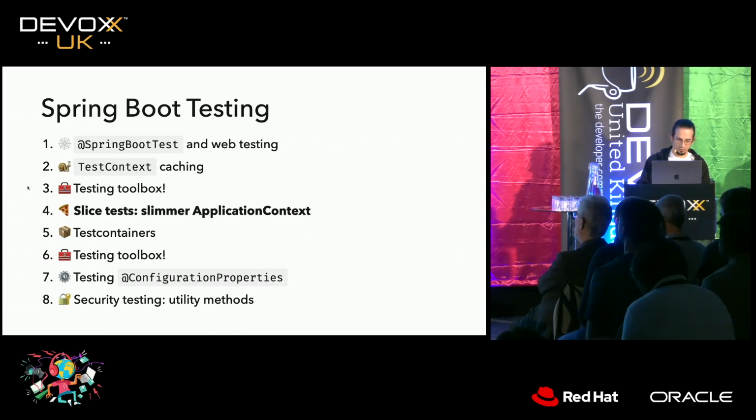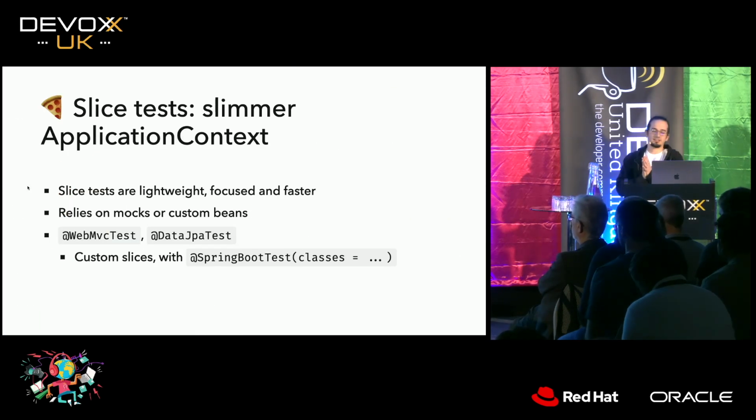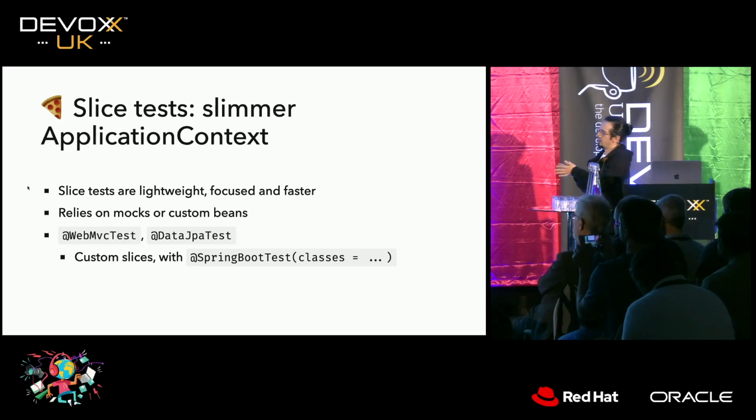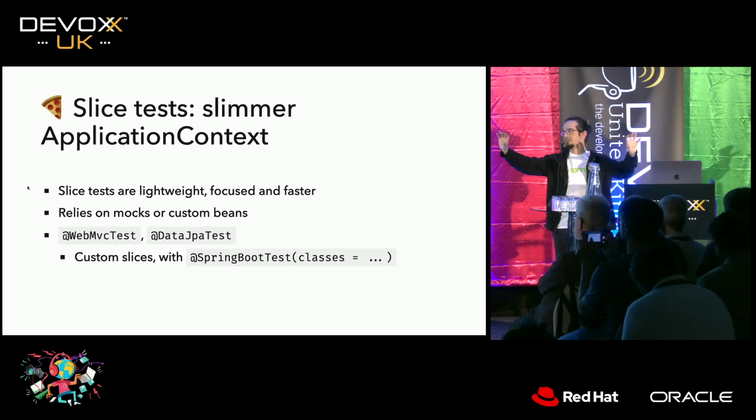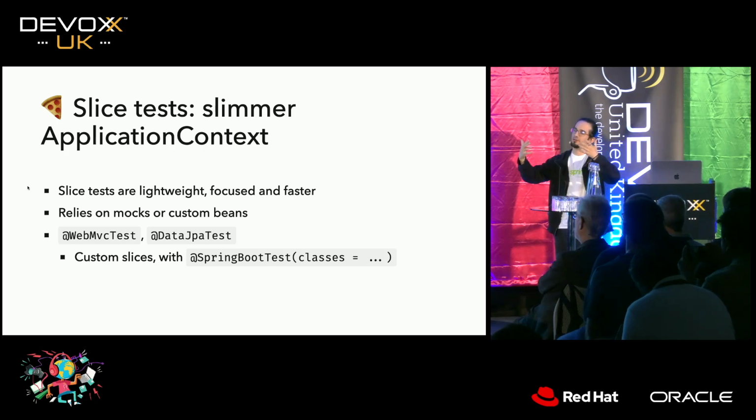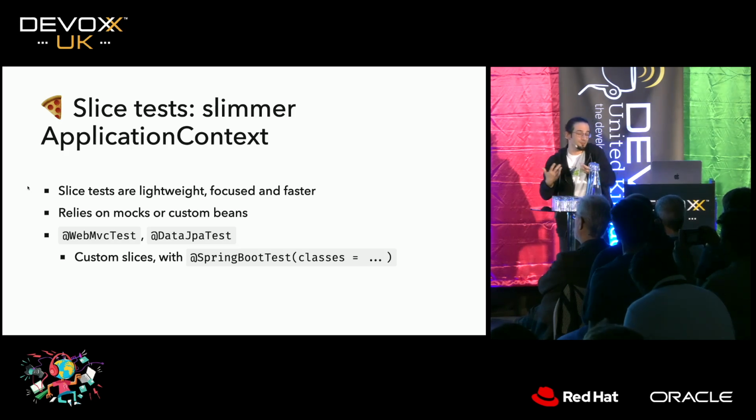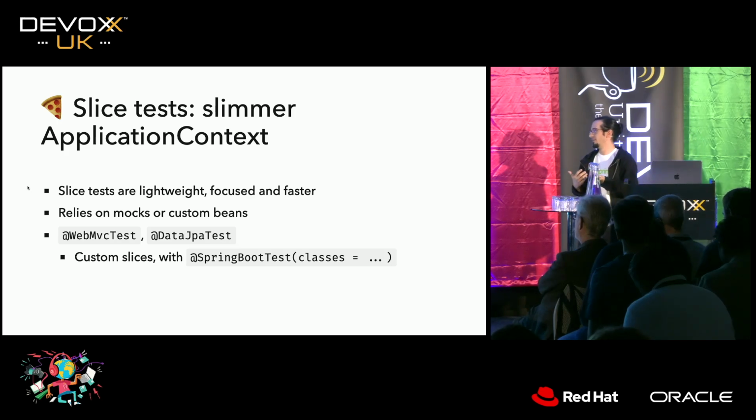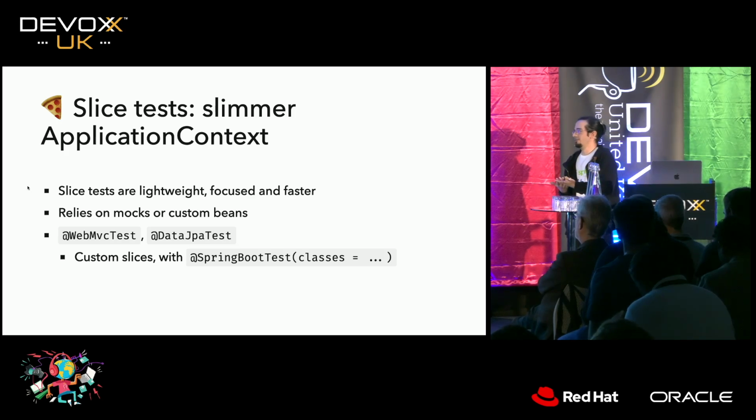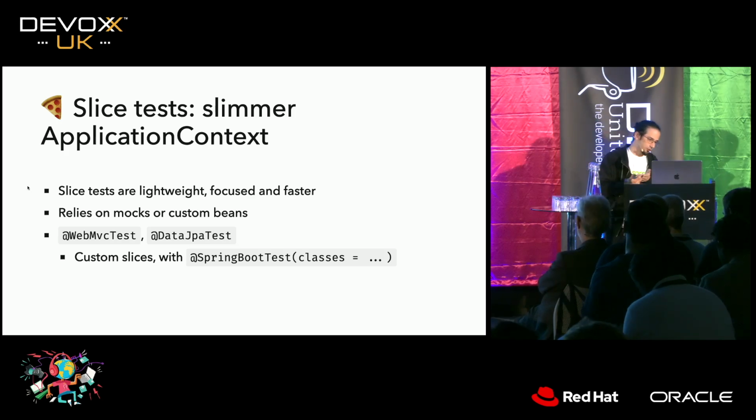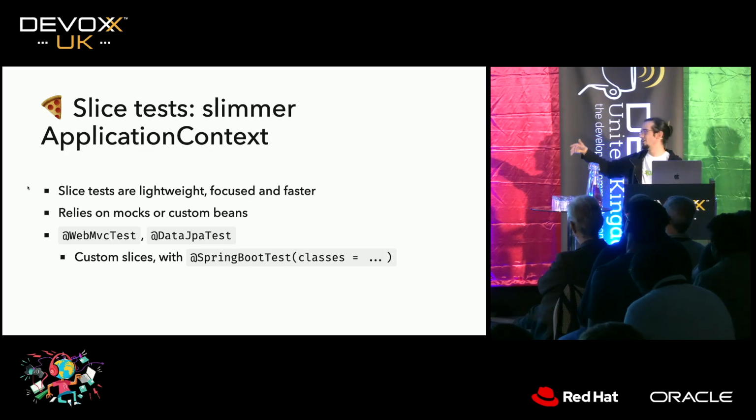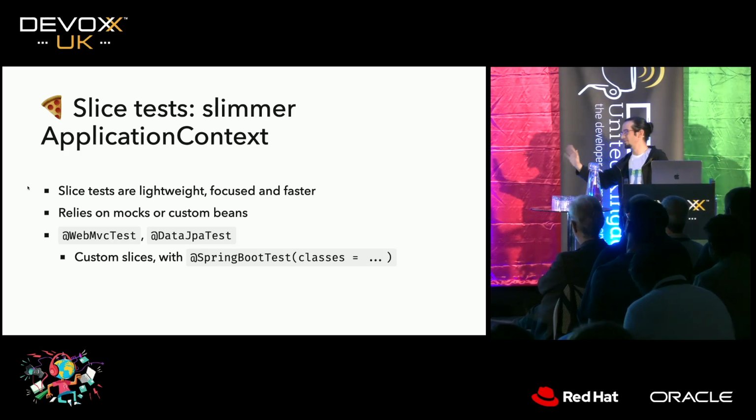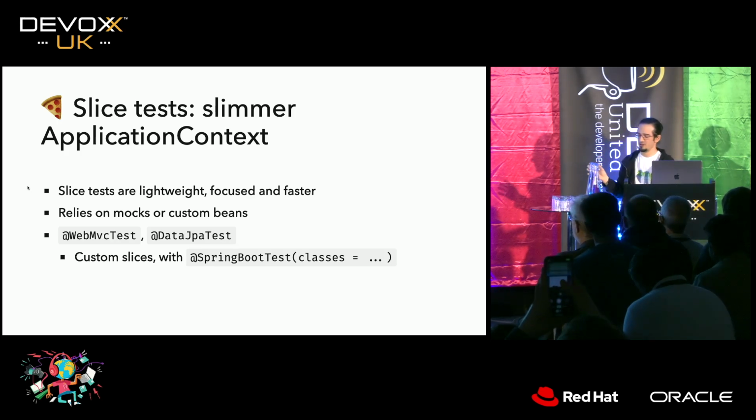Okay, so test slices, they're lightweight, focused, faster, but they're technical slices. So they're horizontal slices that you have. They rely on what Spring Boot can discover of your app, not your domain. You have to provide custom beans or mocks to fill in the other slices. And so WebMVC test, we also have data JPA tests. You can write your own Spring Boot test slices, but that's very custom.